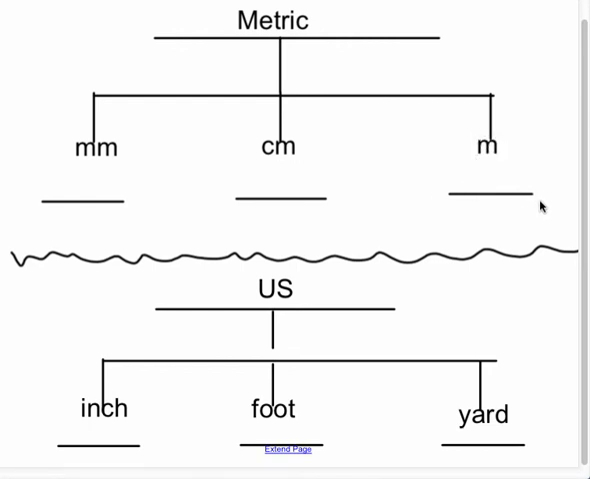Then I want you to think about what we talked about with the U.S. system of measurement. What is something that would be about 1 inch long, something that would be about 1 foot long, and something that would be about 1 yard long. And you're going to write that here.